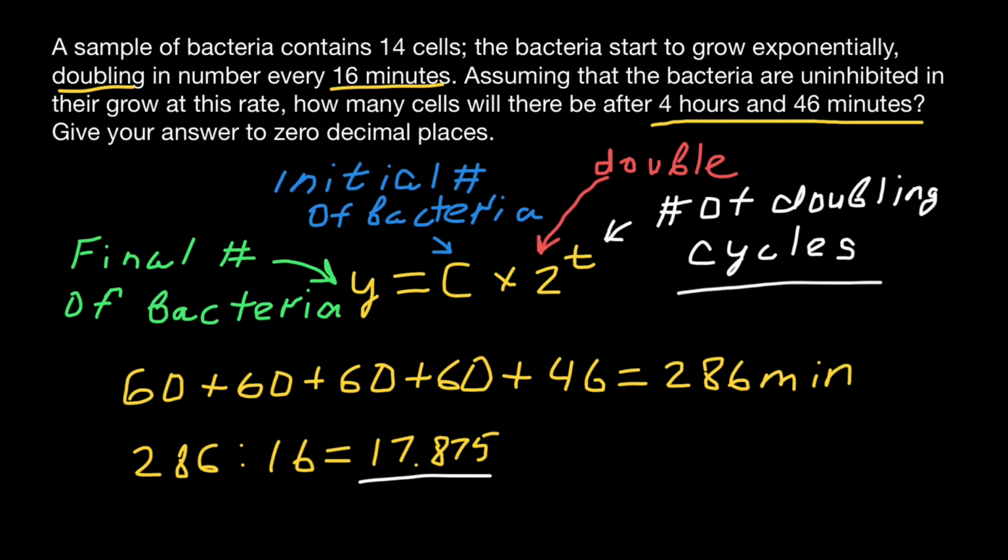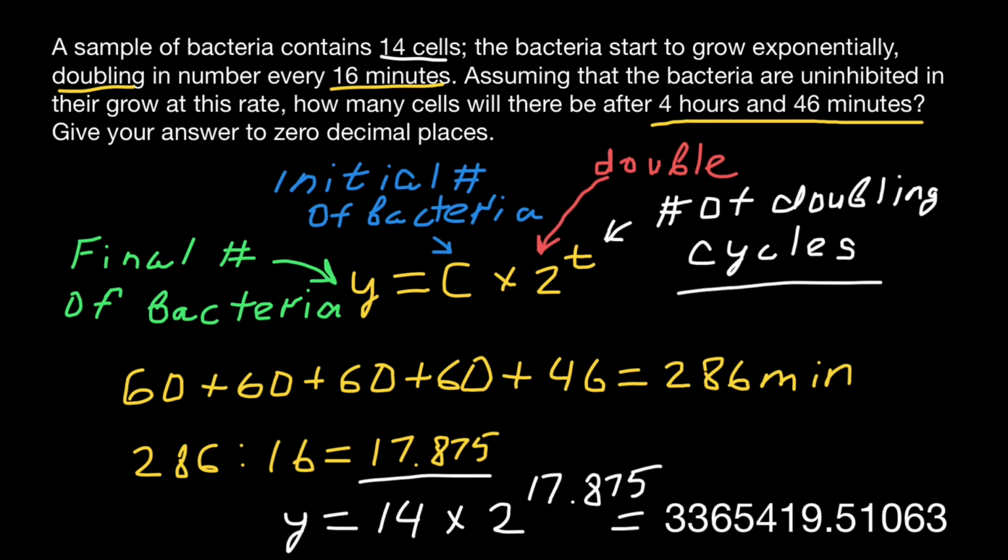So now we have everything in order to solve this problem. Our calculation is going to be as follows. Y would equal the initial number of bacteria, which is 14 cells, so 14 times 2 power 17.875, and here is going to be an answer.